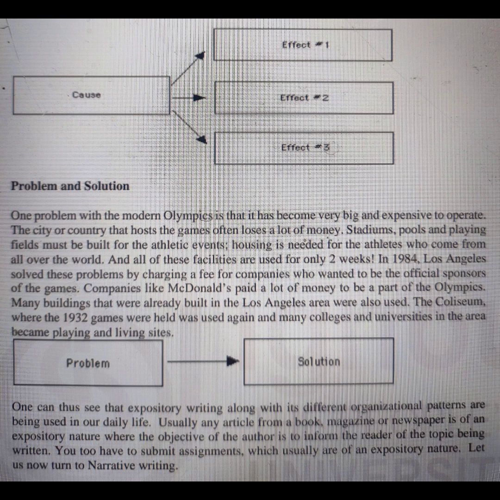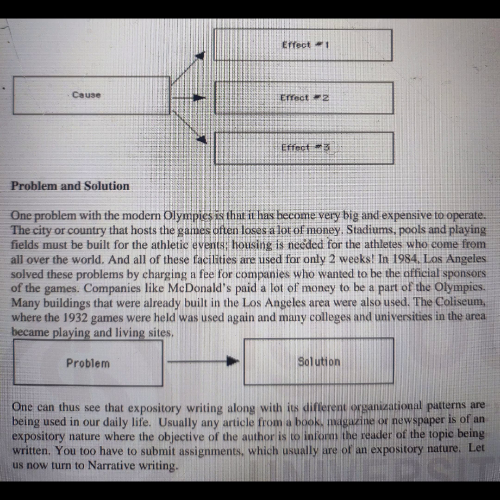In 1984, Los Angeles solved these problems by charging a fee for companies who wanted to be the official sponsors of the games. Companies like McDonald's paid a lot of money to be a part of the Olympics. Many buildings that were already built in the Los Angeles area were also used. The Coliseum, where the 1932 games were held, was used again, and many colleges and universities in the area became playing and living sites. Problem.